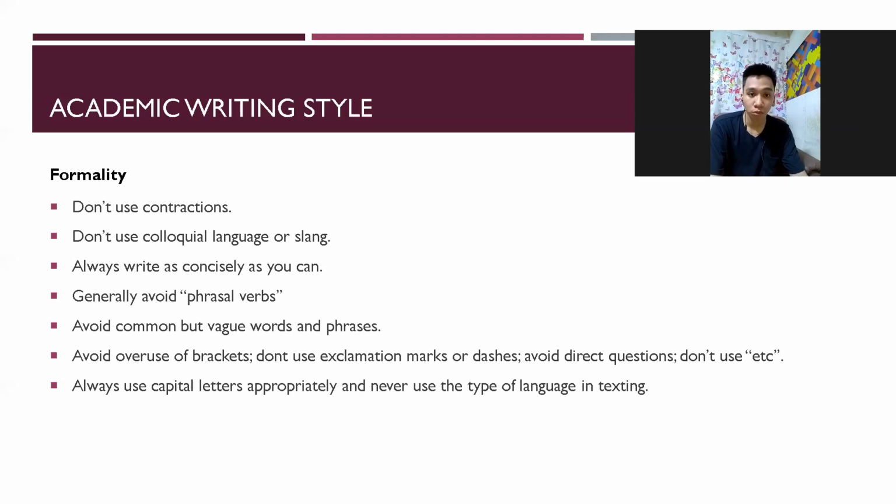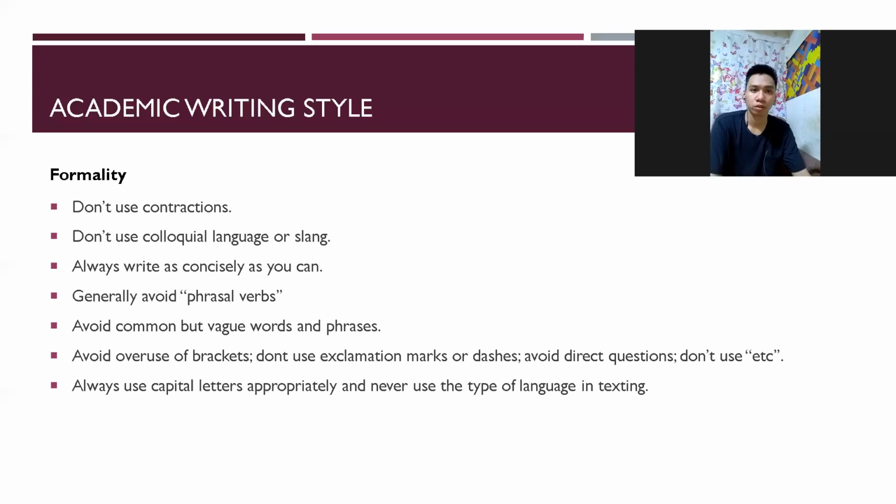Next is always write as concisely as you can. Generally avoid phrasal verbs. Phrasal verbs are two or more words. For example, instead of throw away, use discard. When you use get out, use leave instead. And then next is avoid common but vague words and phrases. Avoid overuse of brackets. Don't use exclamation marks or dashes. Avoid direct questions. Always use capital letters appropriately and never use the type of language used in texting.